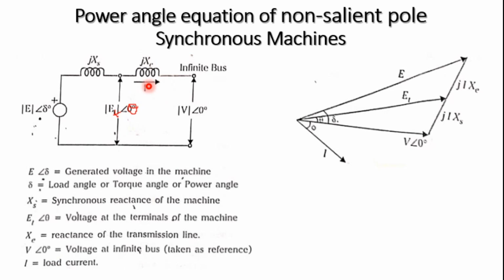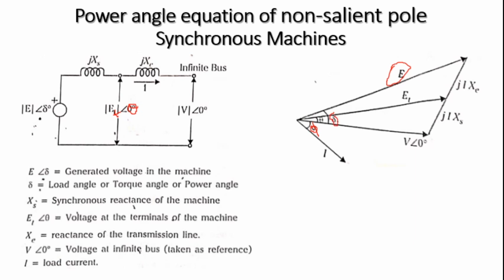So let us suppose that the machine is operating at a lagging power factor, that is, the load current lags with respect to the infinite bus voltage V. So V is the reference, and the current is lagging. Here you can see that the angle between V and I is phi, and the angle between V and E, the generated voltage, is the theta value.